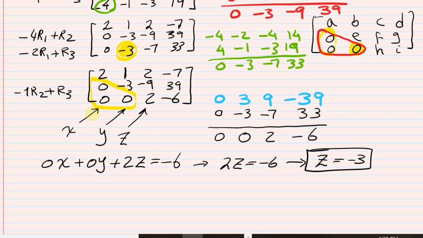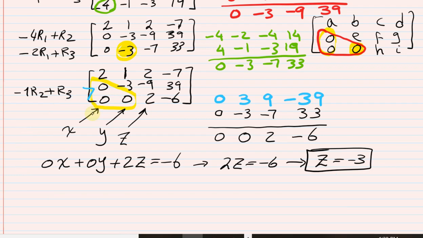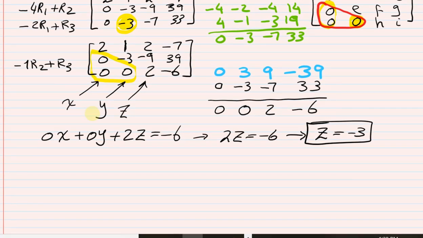Okay, now how do I solve for y and x? Well, at this point, because I know the value of z, I can plug this into the second equation, right? Which doesn't have x, it only has y and z. So that's what I'm going to do. I'm going to go to the second row. Let's write an equivalent expression to that second row that I just pointed to.